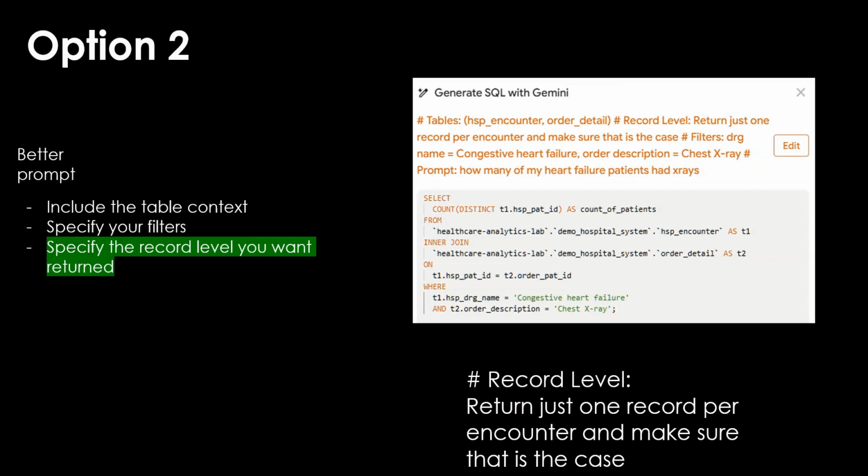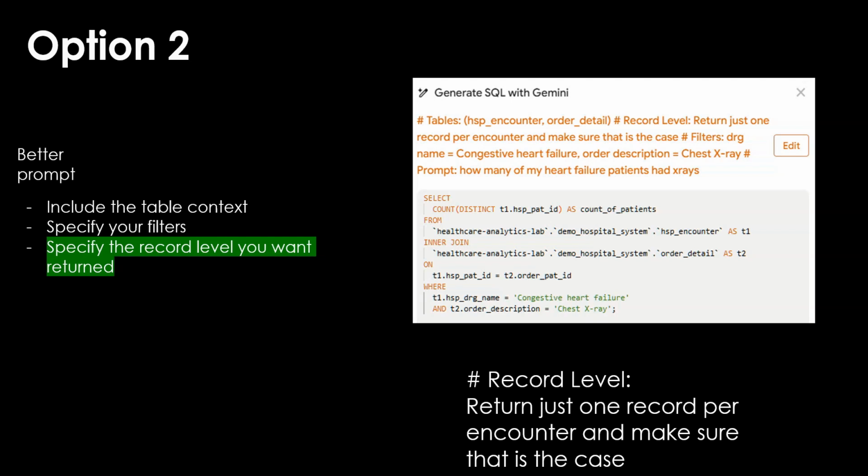Remember, we're still talking about how to evaluate if we got the right joins. And that's pretty simple. Specify the record level that you want returned. You don't have to say, I need a left join, I need a right join. What you want to do instead is specify that for the record level, I want to return, in the example to the right here, just 1 record per encounter, and make sure that is the case. I'm just being direct about really wanting that. So you see that I add that into my prompt.